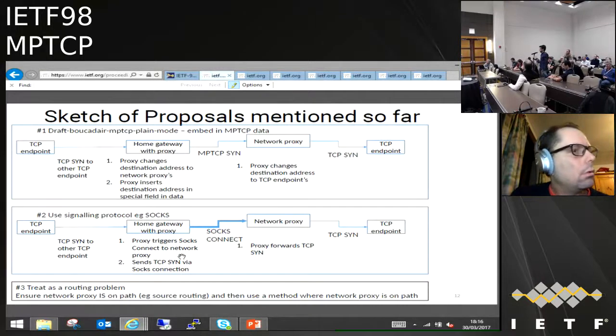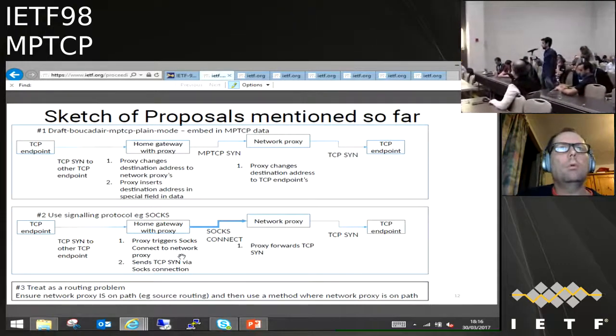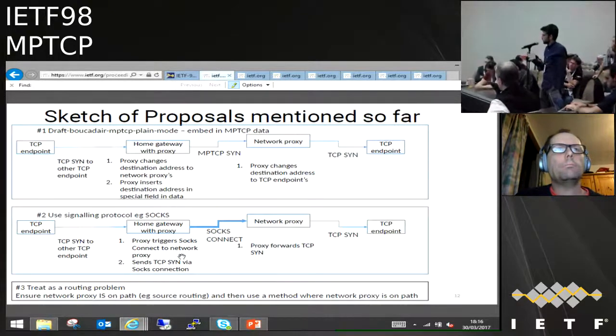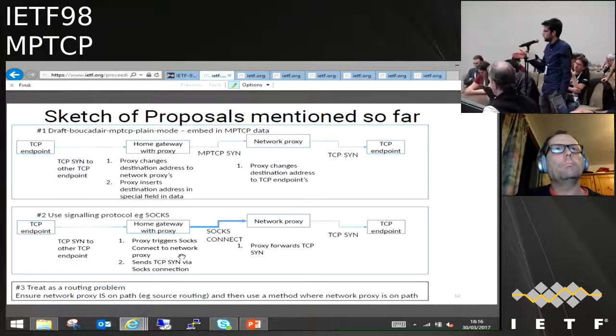Sorry, Olivier, how do you ensure that the remote network proxy is on the path? Yeah, you use any solution in the network layer or below, like source routing, and you ensure that the network proxy is on the path. The assumption in this scenario is that you always place your initial subflow on your primary access, and you are sure that the proxy will be near your BNG or something like that, and then the proxy will happen.